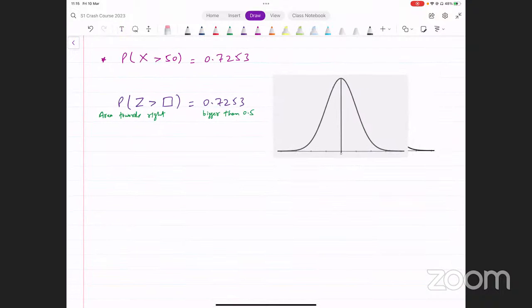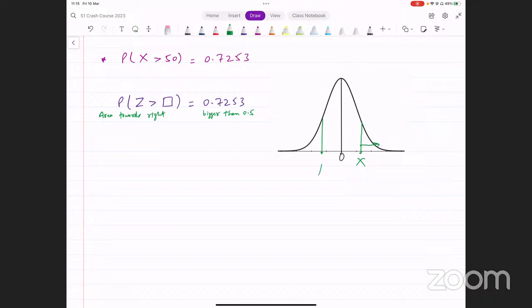Now, where do we place z here on this curve? Right or left? How do we decide if z is positive or negative? Remember, we have 0 in the middle. Now we are saying area towards right should be bigger than 0.5. If we had z here on the right side, the area to the right of this value is actually smaller than 0.5. So z can't be here.